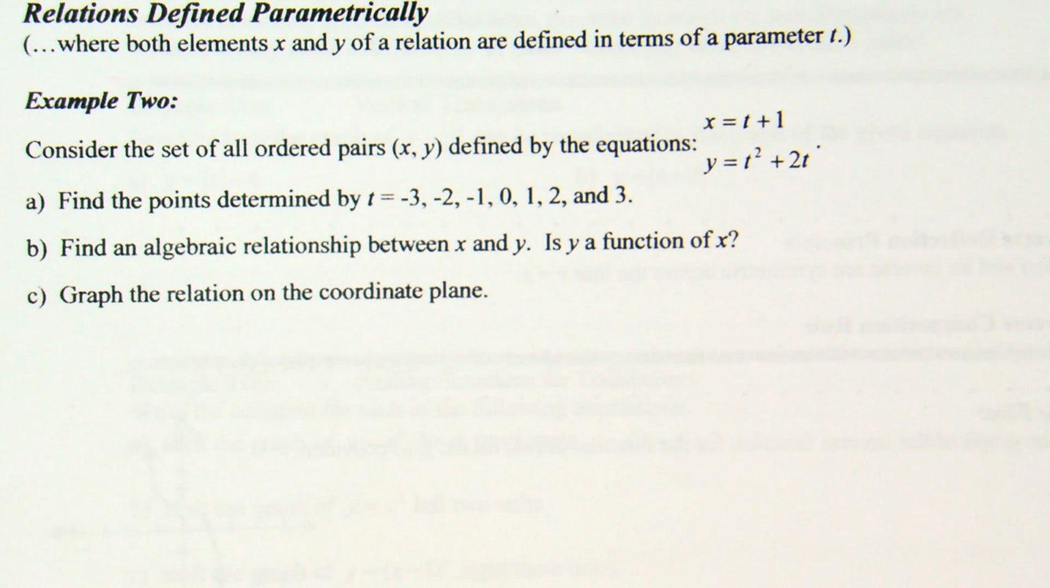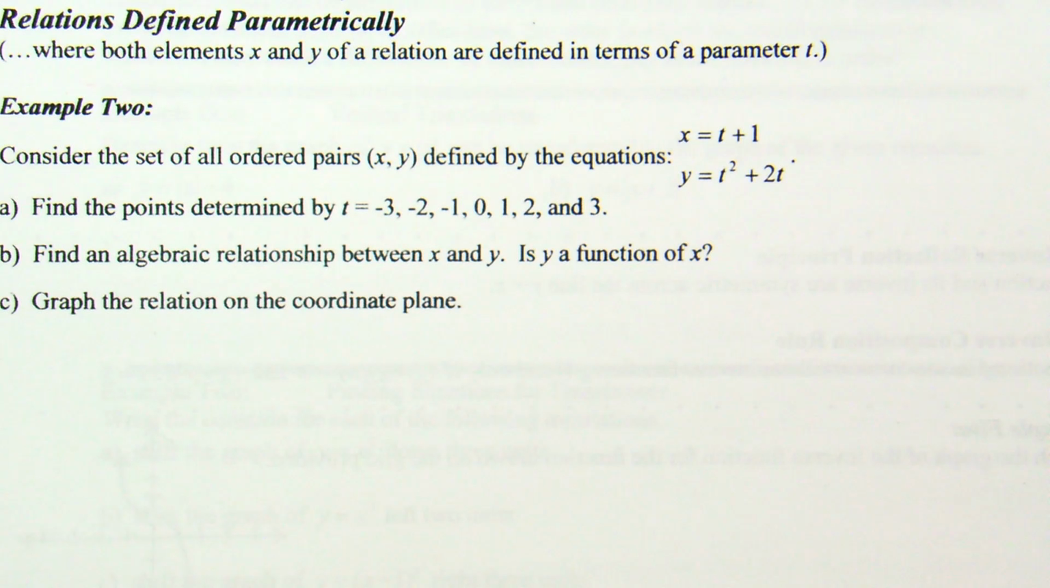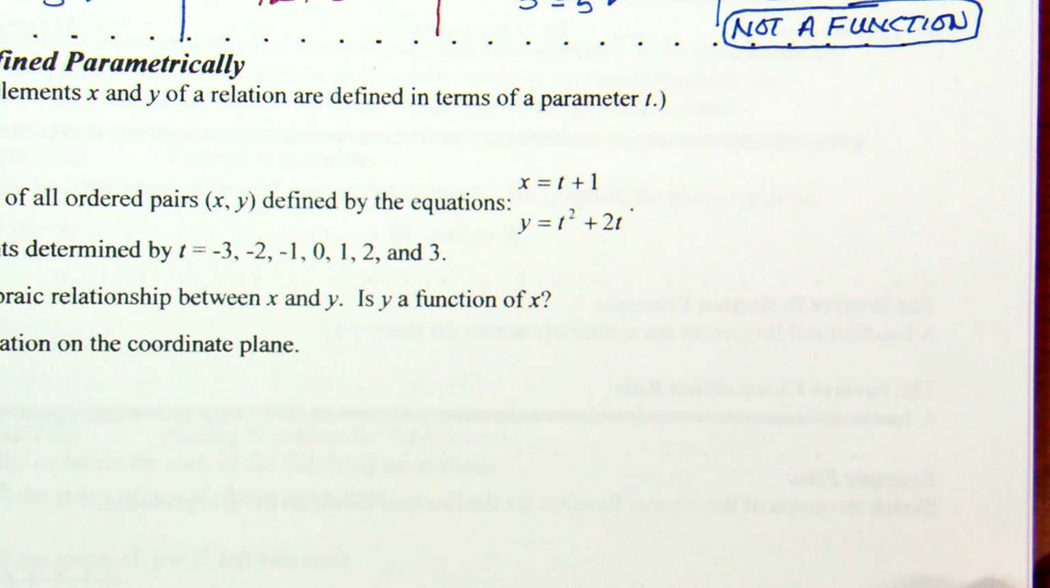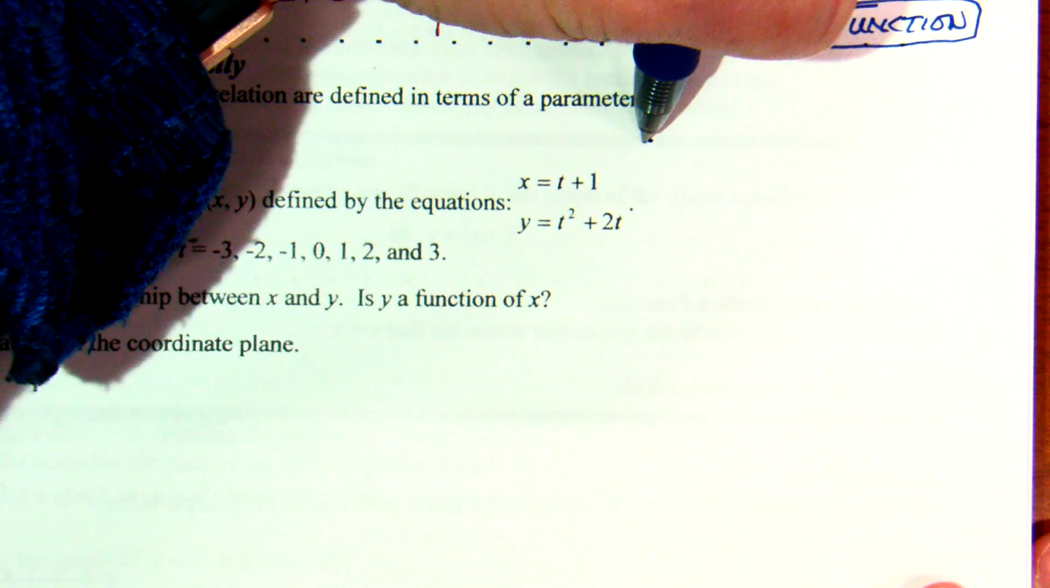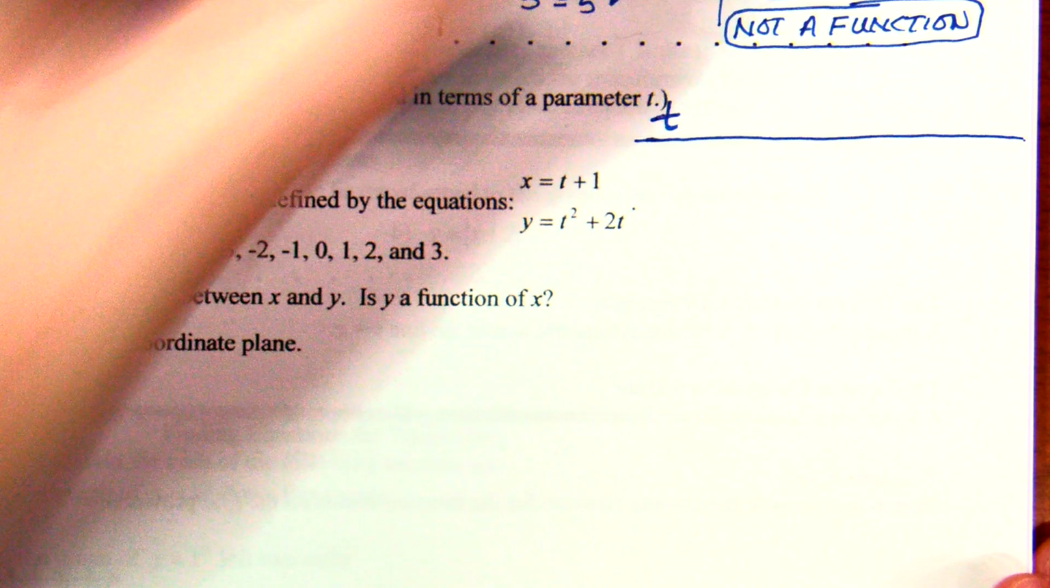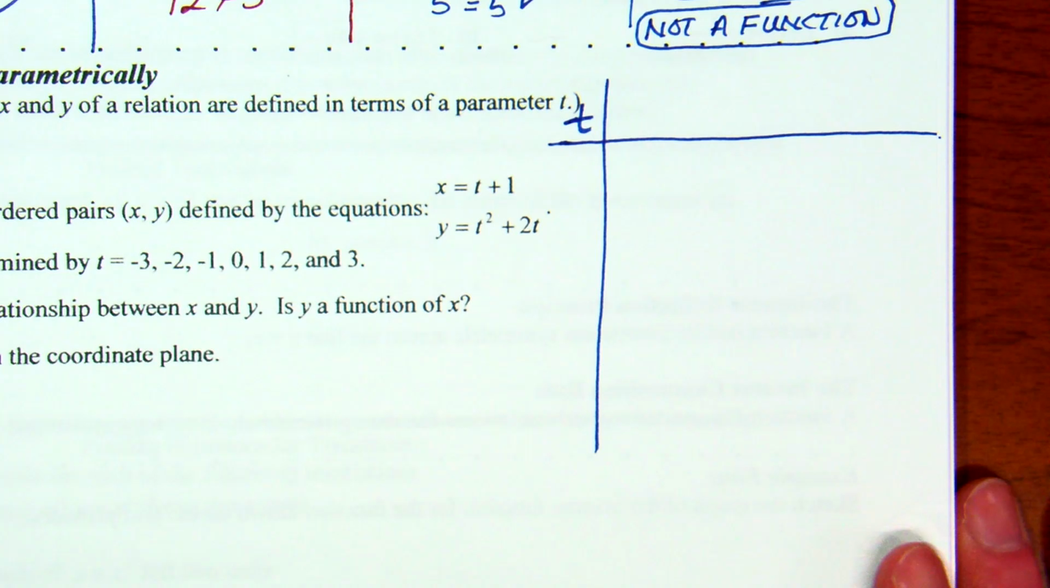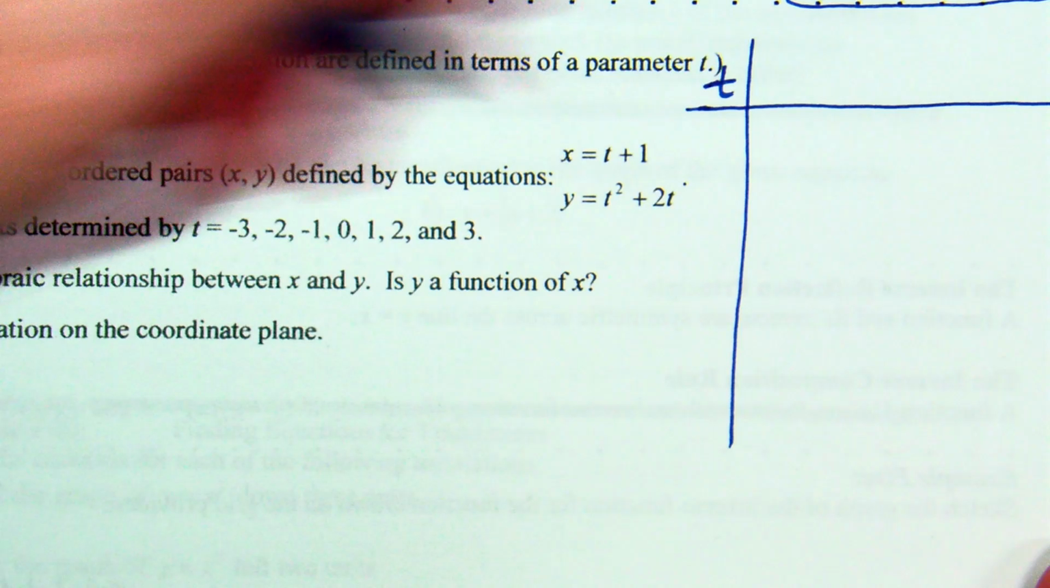Over to the right here, I'm going to set up a table. I'm going to have 4 columns. My first column is going to be the t column, because those are the values I'm going to be plugging in. What are the t values we're given? Okay, -3, -2, -1, 0, 1, 2, 3.